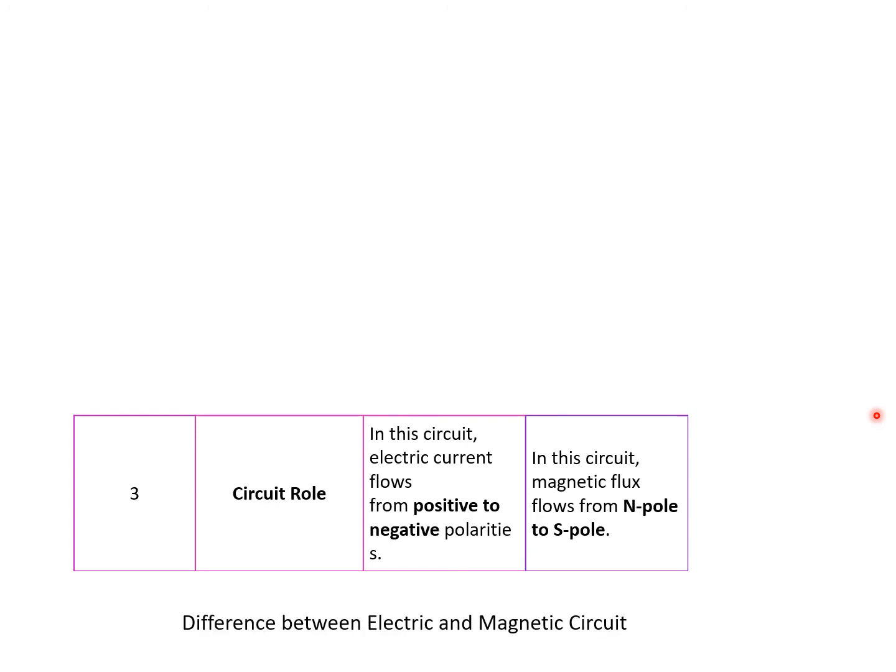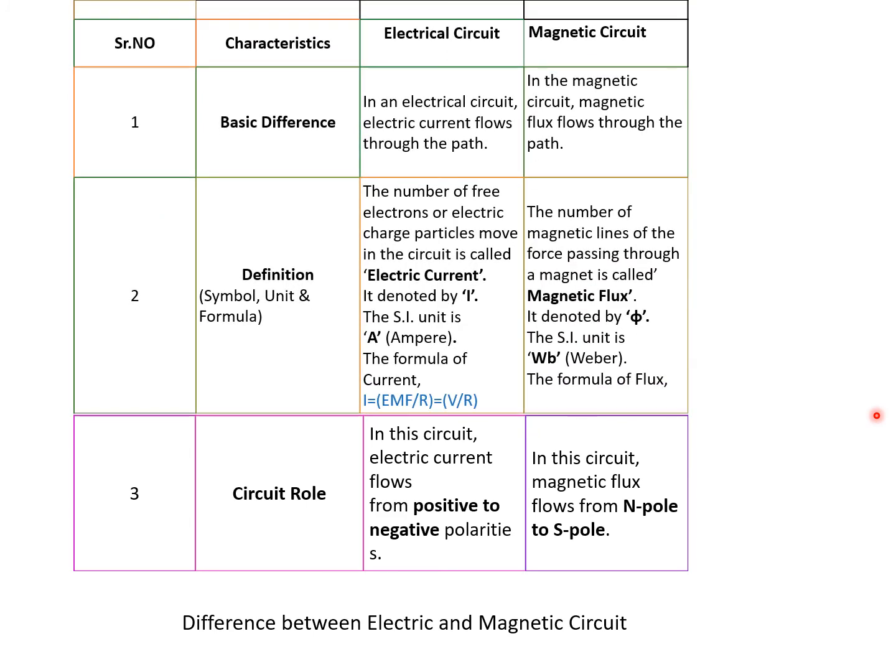Now in this slide we are going to study the difference between the electric and magnetic circuit. So first, all of you have to write down this. This is your note and this comes for 4 marks. Difference between electric and magnetic circuit, or it may also come for 2 marks in question number 1. See this, there are 4 columns: serial number, characteristics, electrical circuits and magnetic circuits.